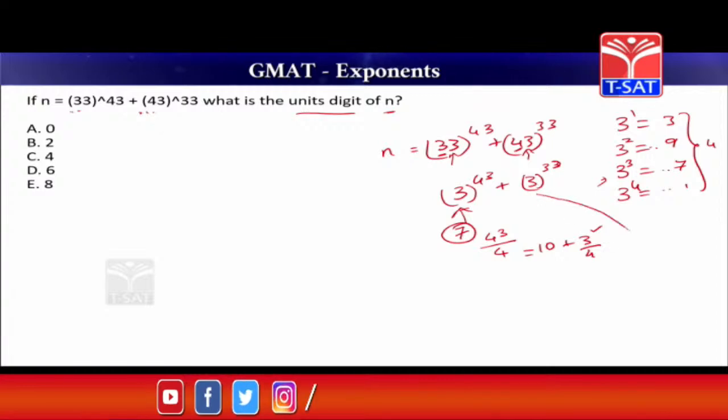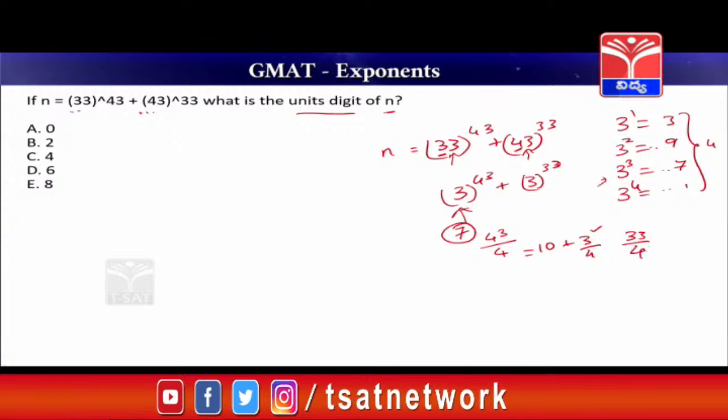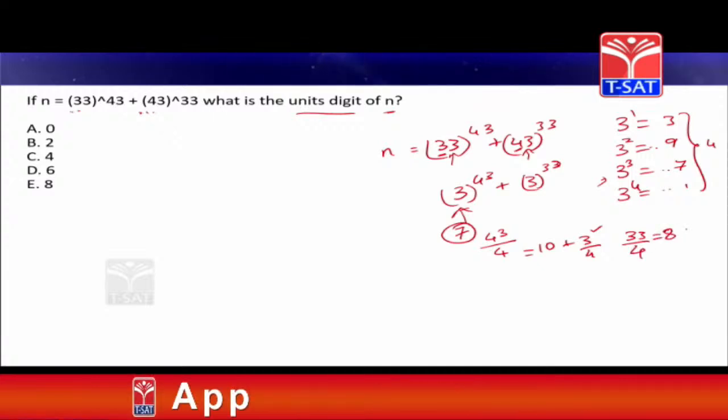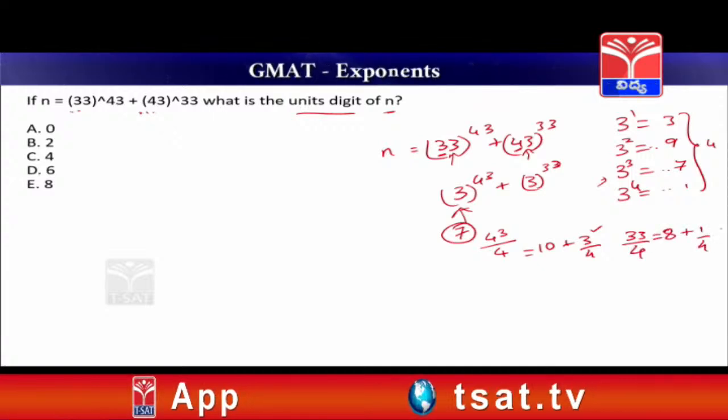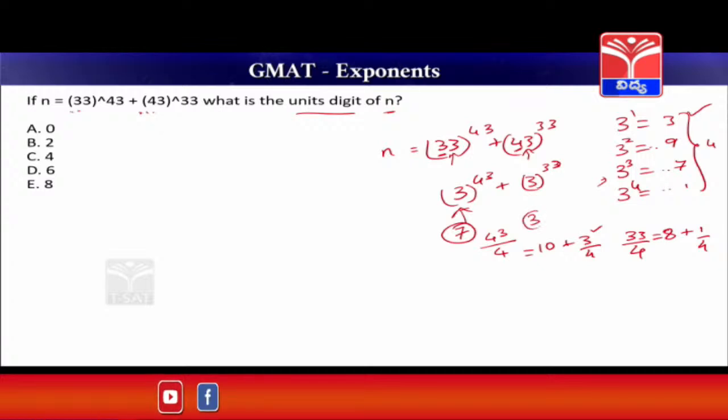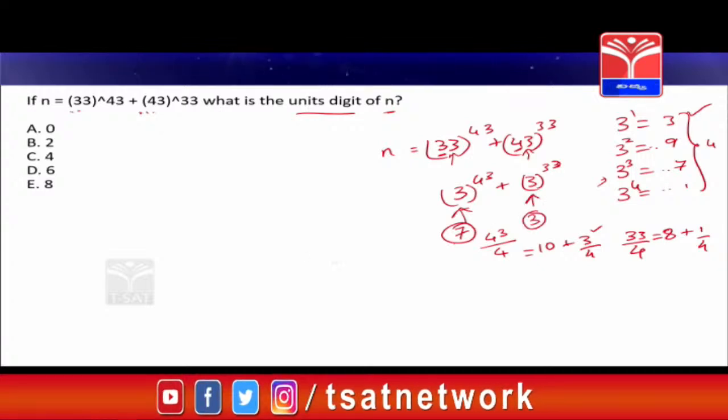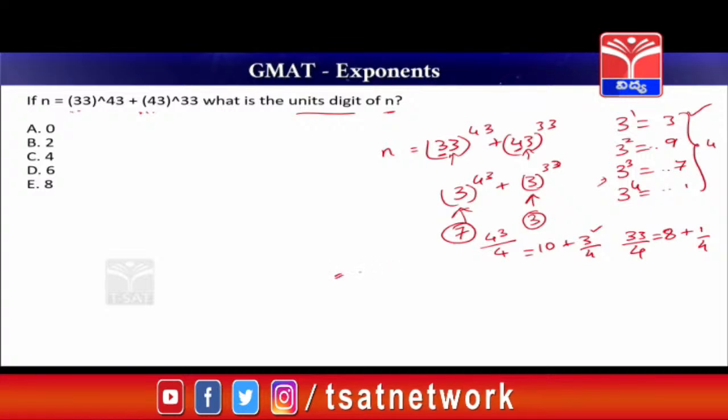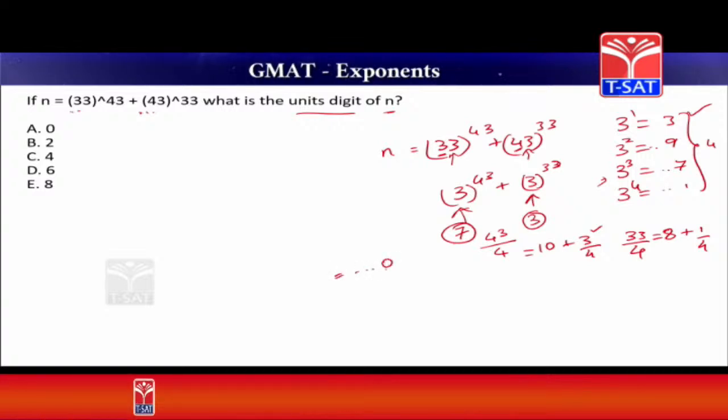Now when you are looking at 3 to the power of 33, when you divide 33 by 4, you have 4 8s are 32 plus 1 by 4. So it will have the same power as 3 raised to 1. So that is 3. This has a unit digit of 7, this has a unit digit of 3. When you add them both, you get 10, that is 0. That will give you 0 at its units digit.